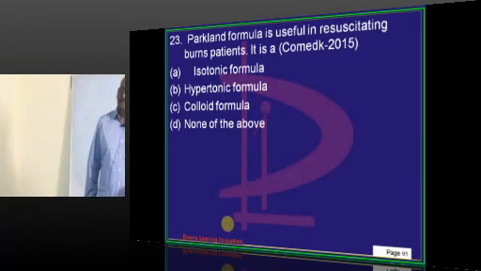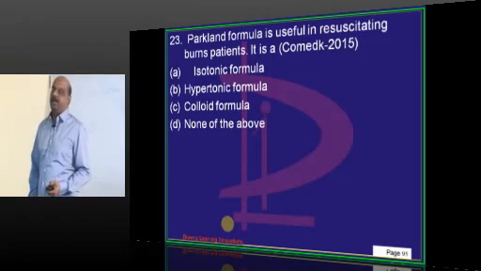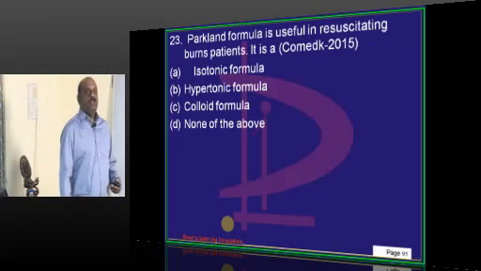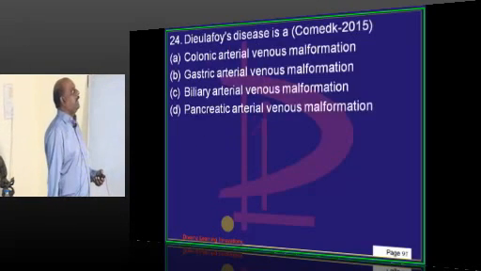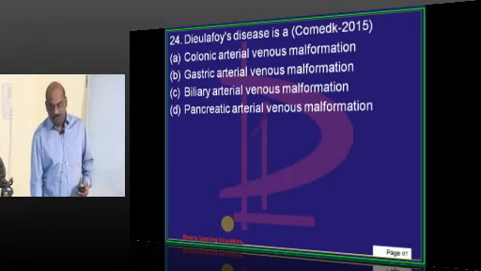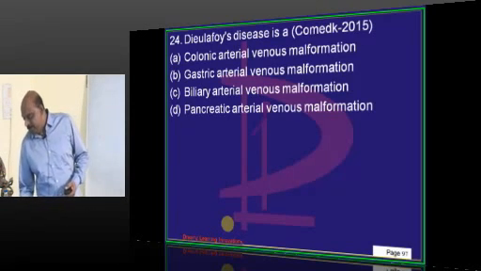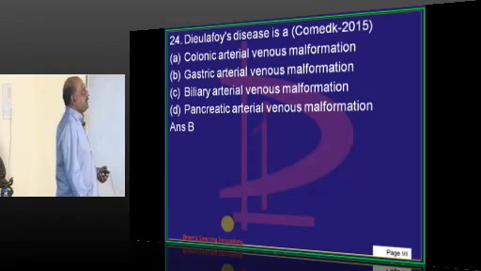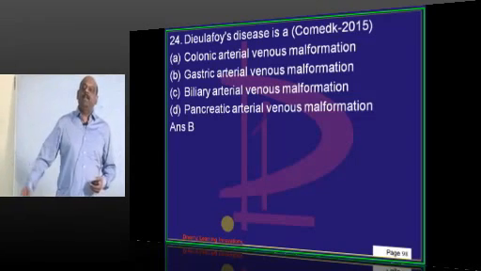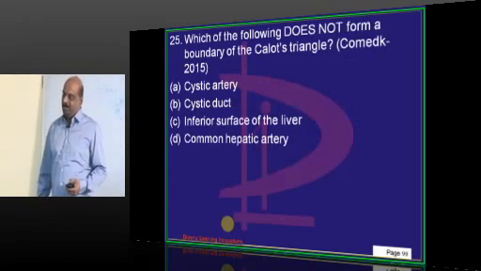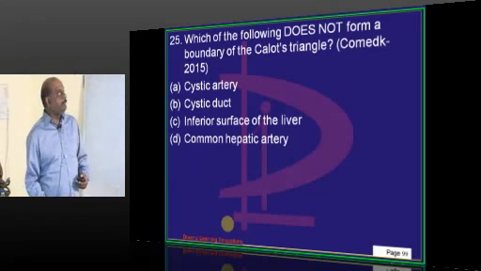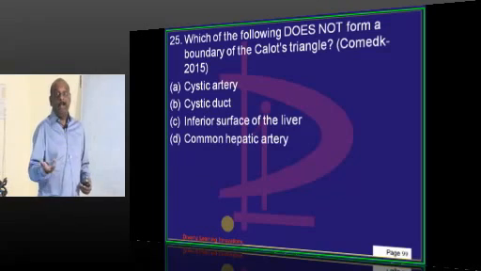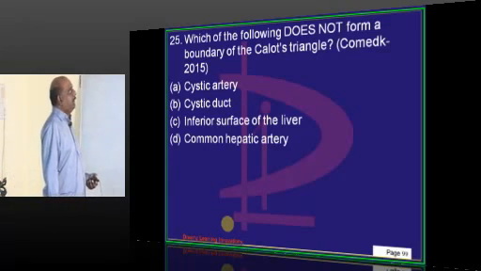Parkland formula. The examiner is bored of asking how much you will give, so he wants to know what you want to give. It is an isotonic formula you will be giving. What is Dieulafoy lesion, doctor? It is a gastric arteriovenous malformation. It can lead to bleeding sometimes, or it can be found on endoscopy as a lesion.